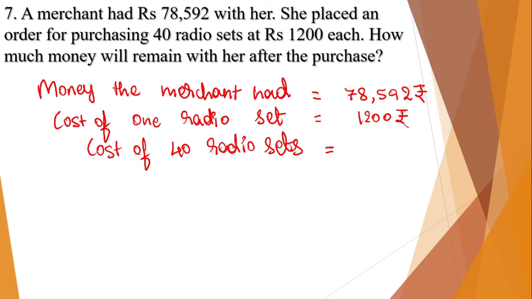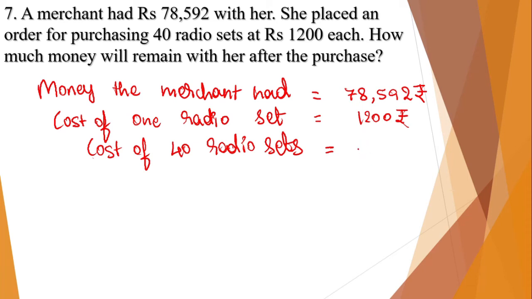To find the cost of 40 radio sets, we should add 1,200, which is the cost of one radio set, 40 times. Then we will get the cost of 40 radio sets. But adding that much is very difficult, right? So you all know that multiplication is repeated addition, right?